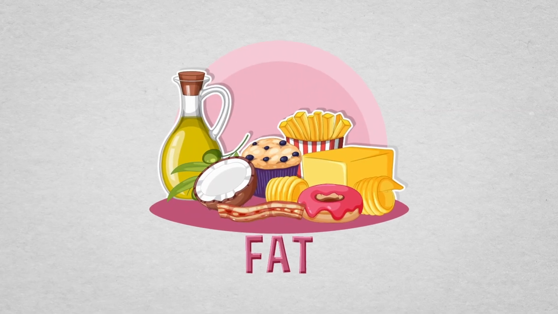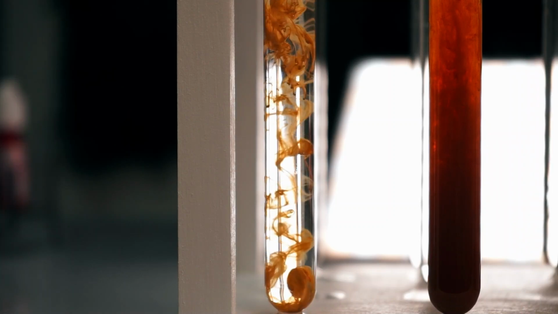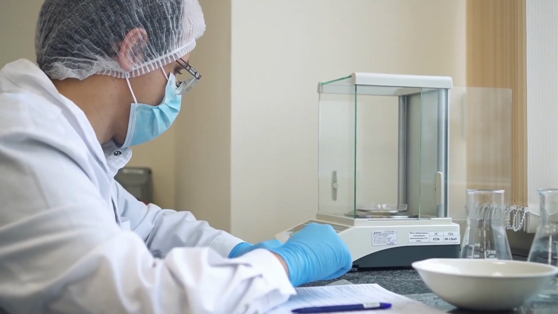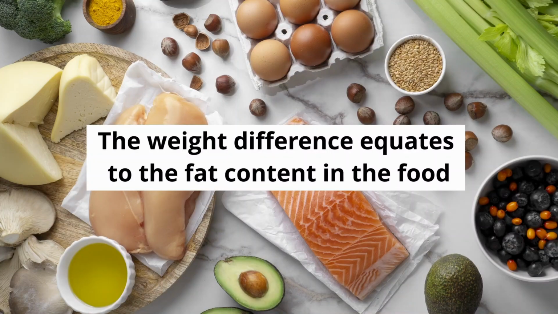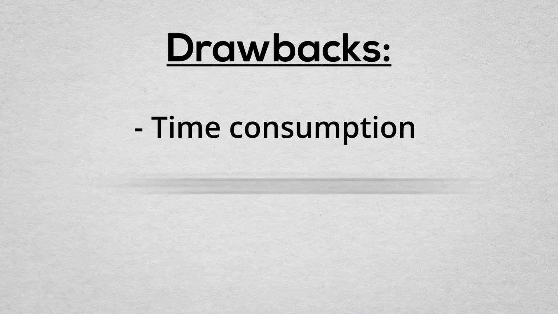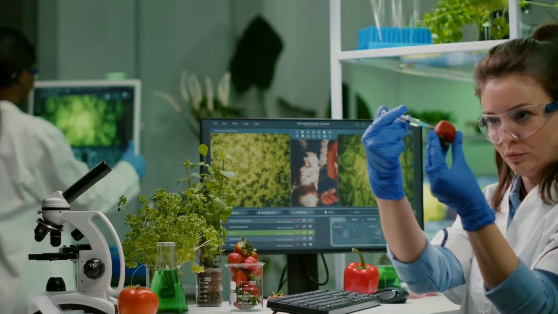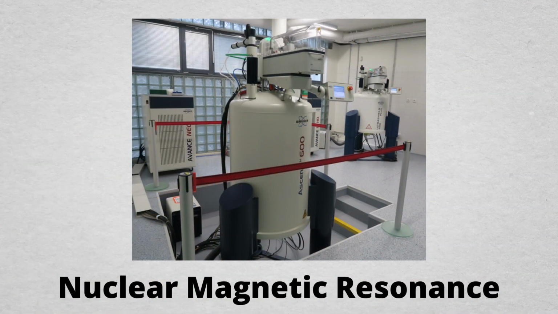Arguably, the most scrutinized nutrient is fat. Measuring fat content relies on their solubility in organic solvents, including ether and chloroform. Most commonly, a food sample's weight is taken before and after it is treated with an organic solvent. The weight difference equates to the fat content in the food. Some of the drawbacks of this method include time consumption, precision limitations, and destructive tendencies. For these reasons, more technologically advanced methods like nuclear magnetic resonance and ultrasonic approaches are becoming popular alternatives, albeit expensive ones.